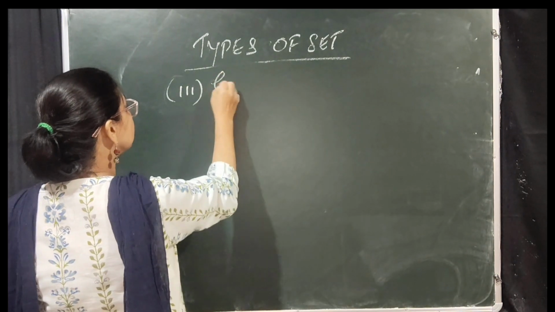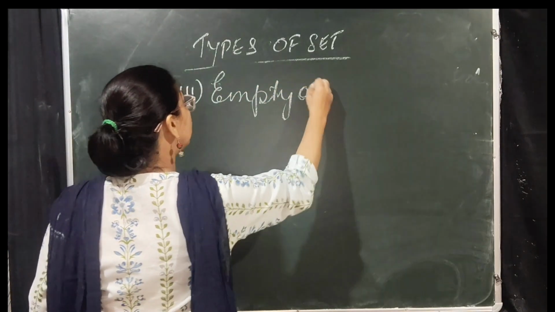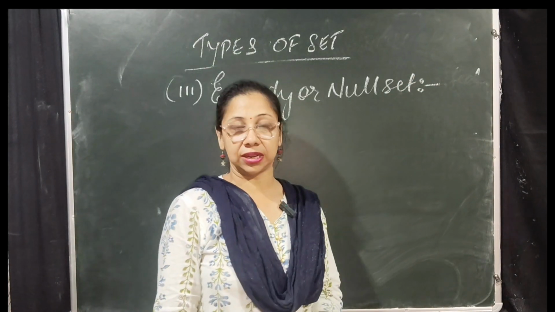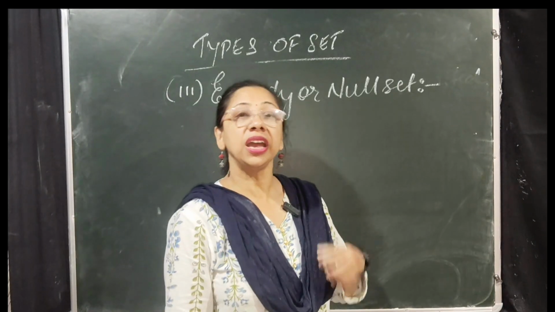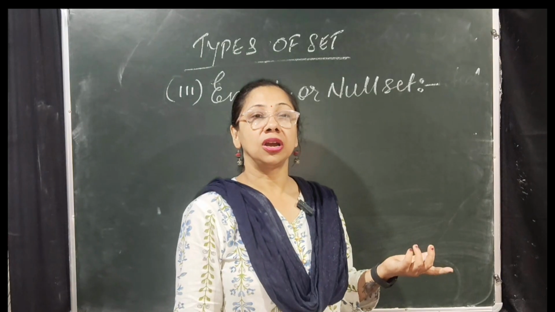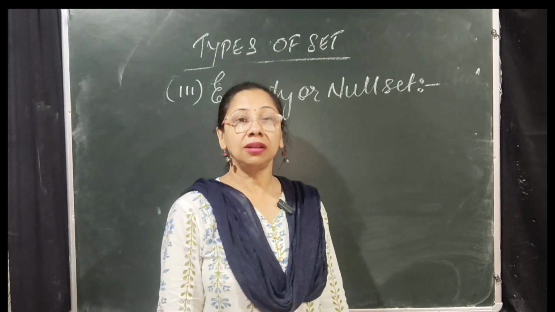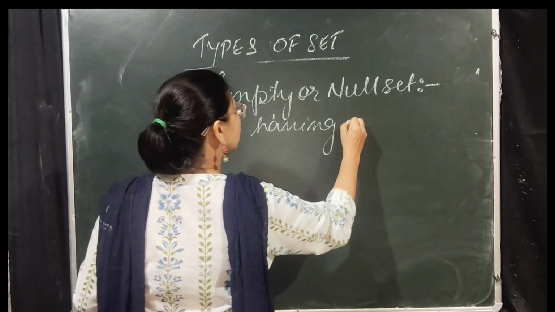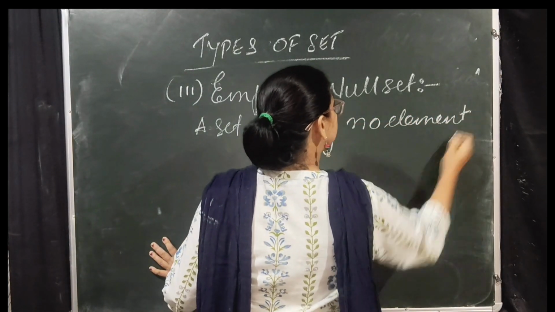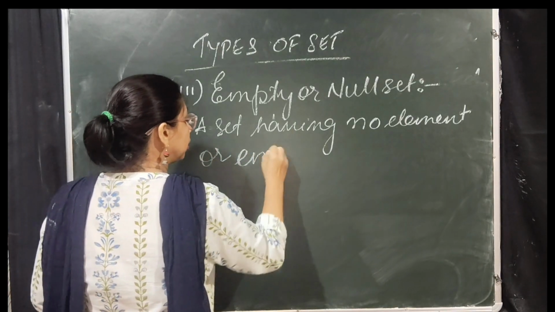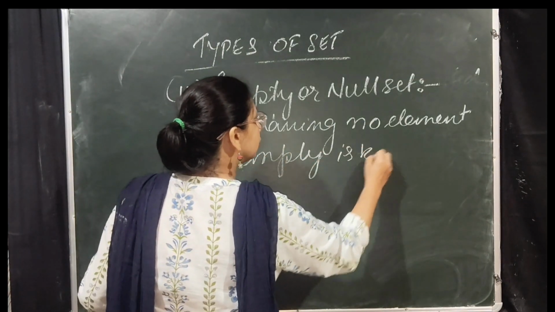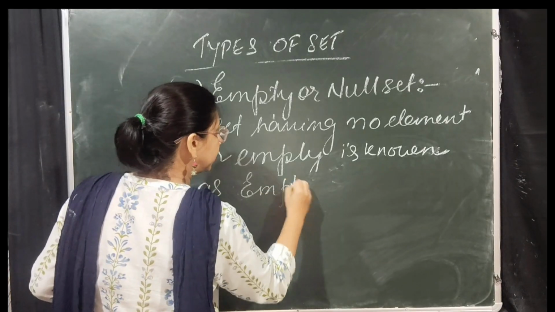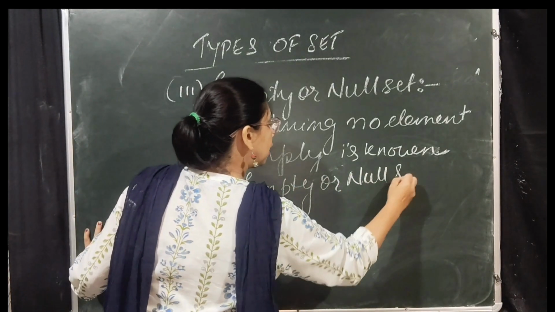Our next set is known as empty or null set. This is one of the most important set in mathematics and very special set. A set having no element or having nothing is known as null set or empty set. So, a set having no element or empty is known as empty or null set.